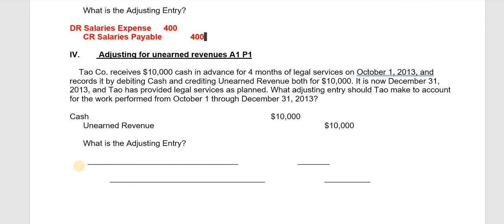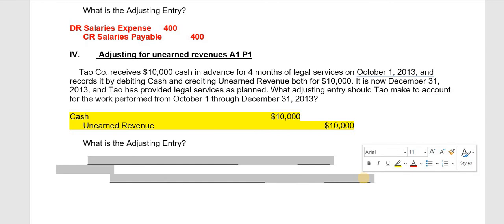Lastly, we're going to adjust for unearned revenue. Tao Company received $10,000 cash in advance for 4 months of legal services on October 1st and records it by debiting cash and crediting unearned revenue. There it is, right there. On December 31st, they've done the work. What should we do? If we've done all the work because it was 4 months, and we've got October, November, December. We haven't done all 4 months, have we? We've just done 3 months worth.